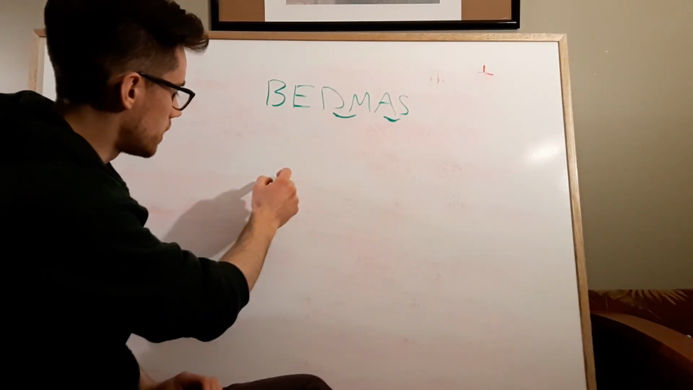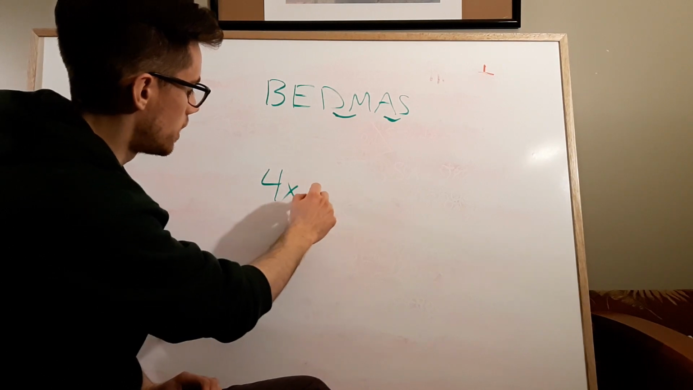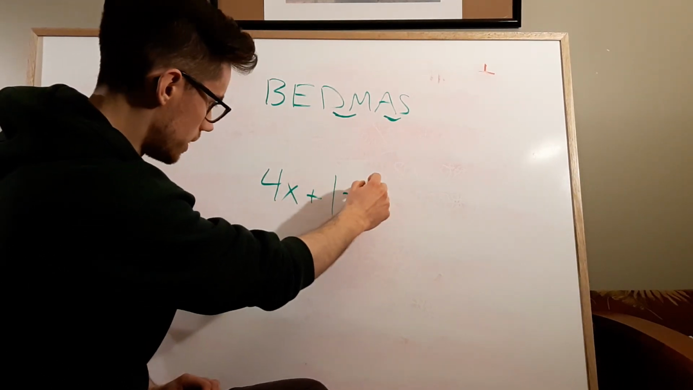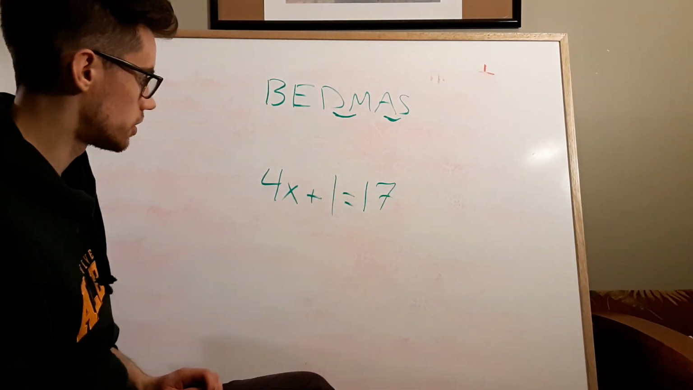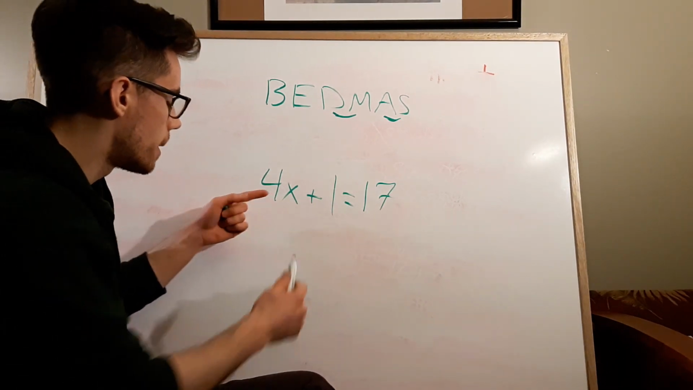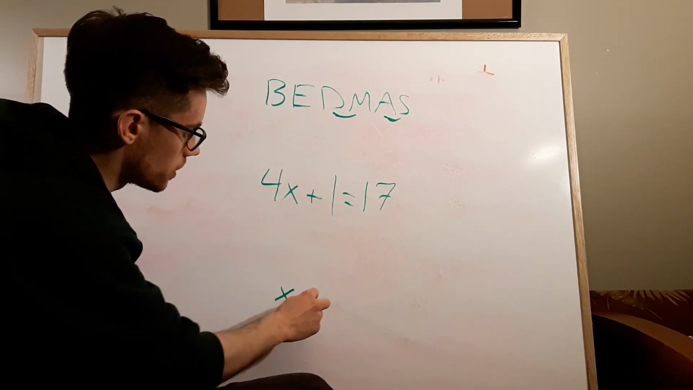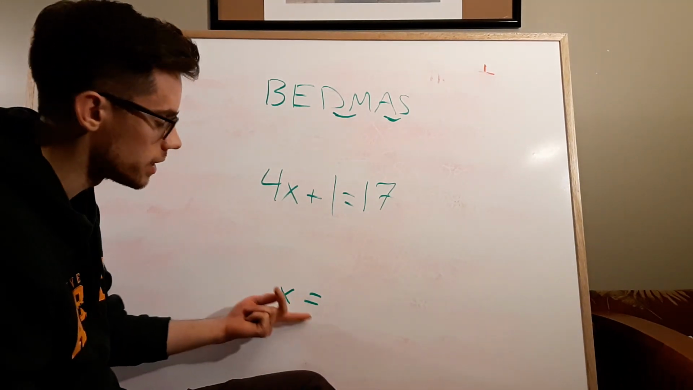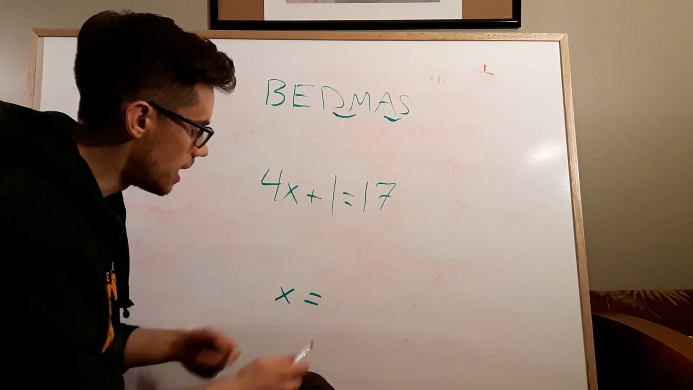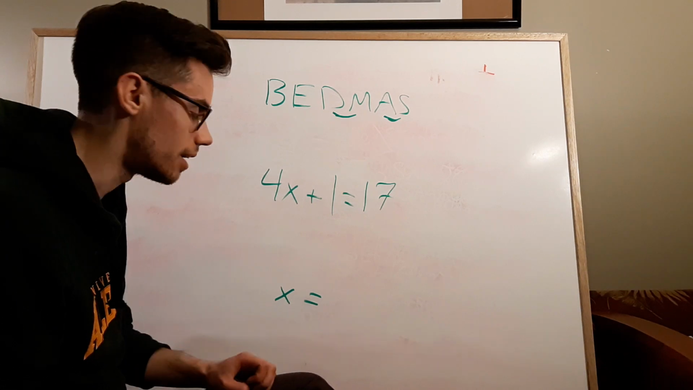So if I had something like, let's choose, 4x plus 1 is equal to 17, how am I going to pry away these numbers around x so that I end up just with x equaling something? Because I want to isolate this. I want the equation to tell me exactly what x has to be rather than me guessing myself.